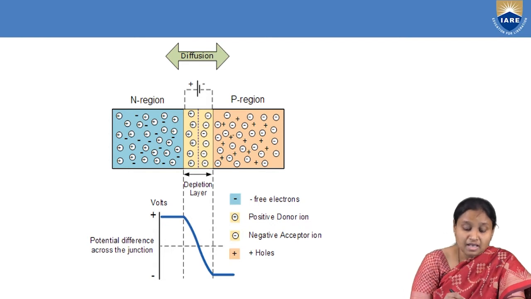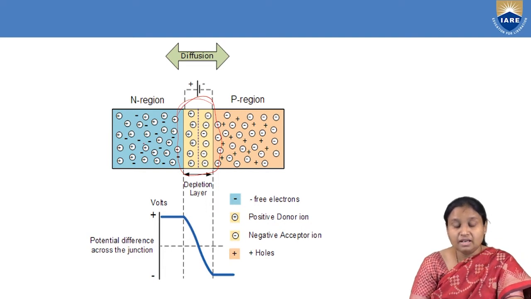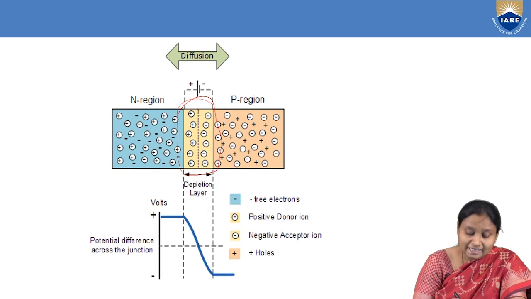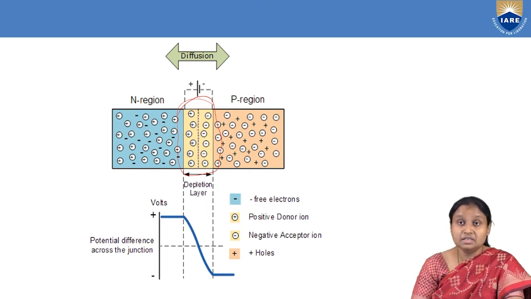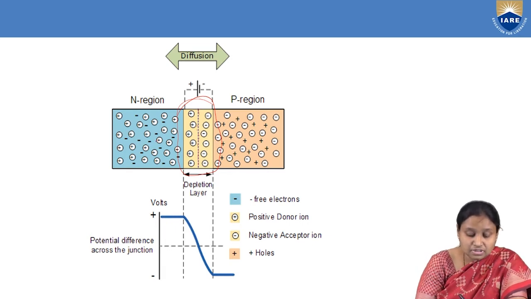And then as you can see, this is our junction. This is the region where N type and P type join together, and this dotted line represents the region which is separating the N region and P region. As you can see here, these are the electrons.